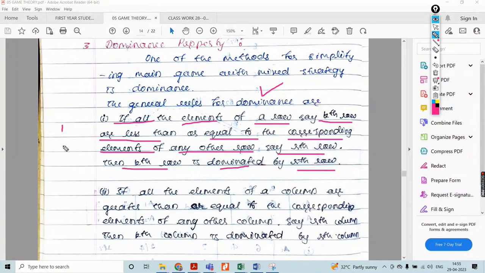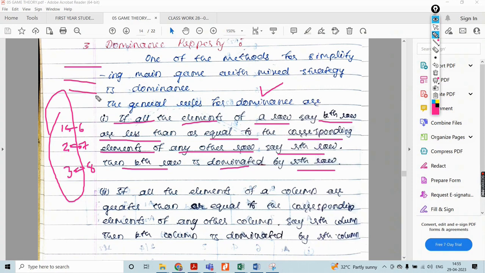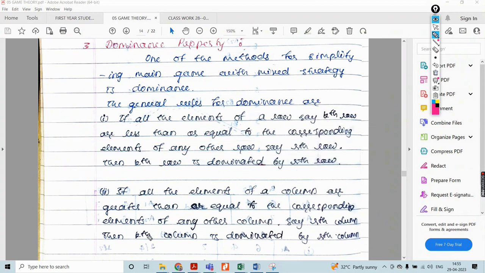For example, 1, 2, 3 and next, 6, 7, 8. Do a comparison of these. If you take it from the column point of view, then one particular column will get dominated by the other, similar to the row. Got my point? Okay.